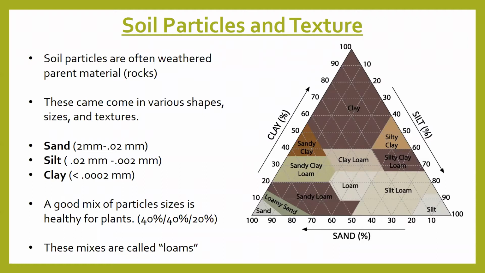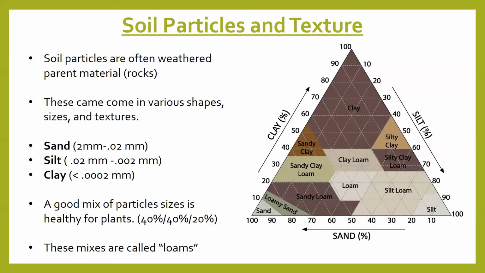So sand being the largest, visible to the naked eye, 2 millimeters down to 0.02 millimeters. Silt, smaller still, 0.02 millimeters to 0.002 millimeters. We can also talk about these in terms of microns, which is an order of magnitude smaller than a millimeter. Clay is the smallest. These are the very, very fine particles that adhere to each other and tend to clump up. So you couldn't see a particle of clay, or probably even small silt, without a fairly decent microscope.